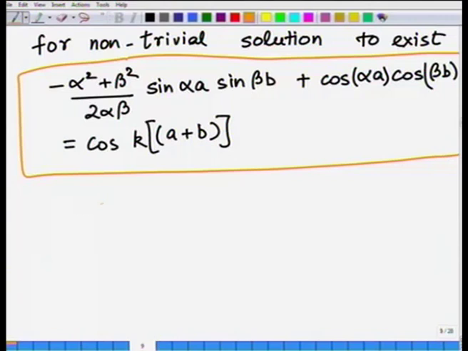I am now going to do a little bit more simplification. Let us give this a name, let us call it A1. This, let us call it new. And now I am going to solve this problem.